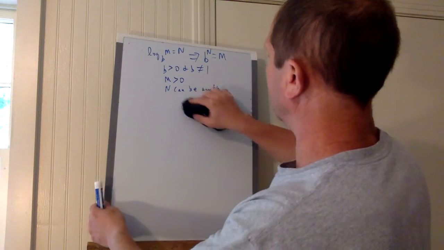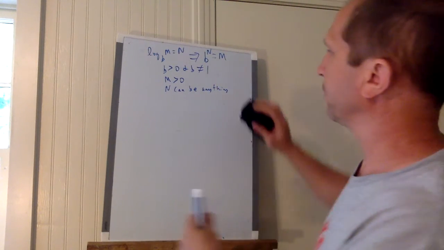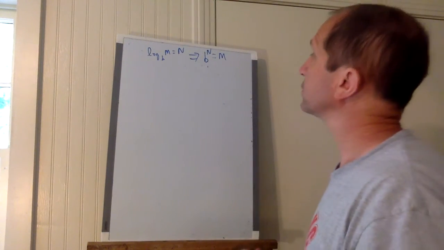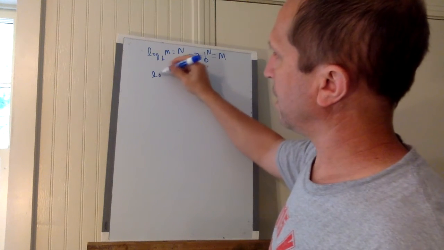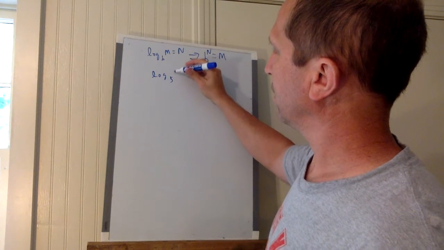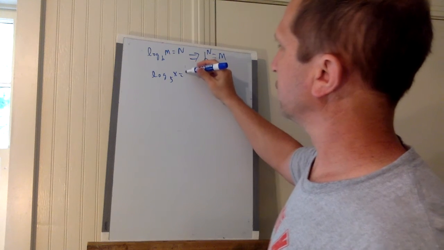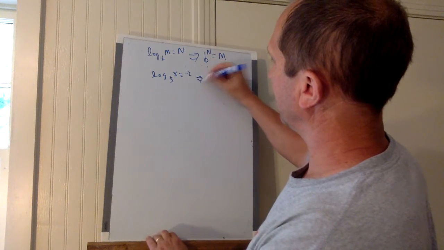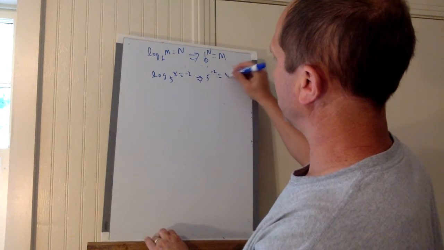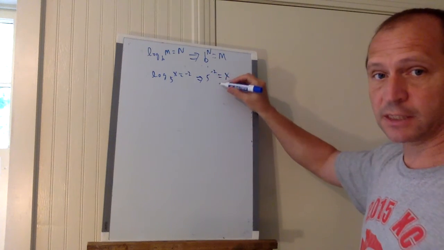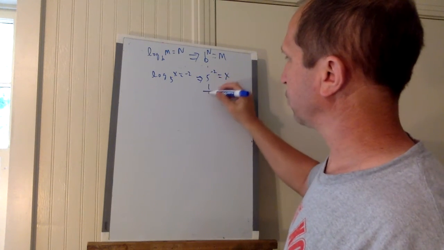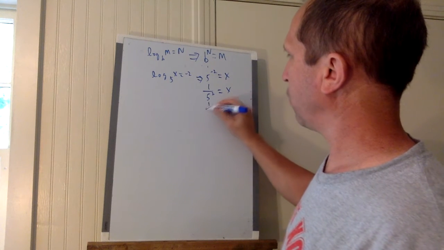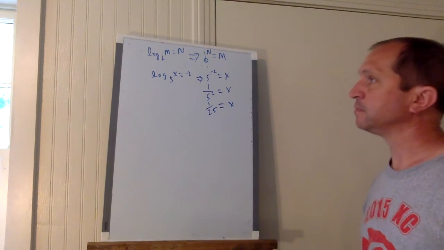Now, let's analyze this a little bit more. Let's say we have the log base 5 of x equals -2. Well, that simply means we are talking about 5 to the -2nd power equals x. Think about the last lesson. -2 as an exponent means this becomes 1 over 5 squared equals x. So x would be 1/25.